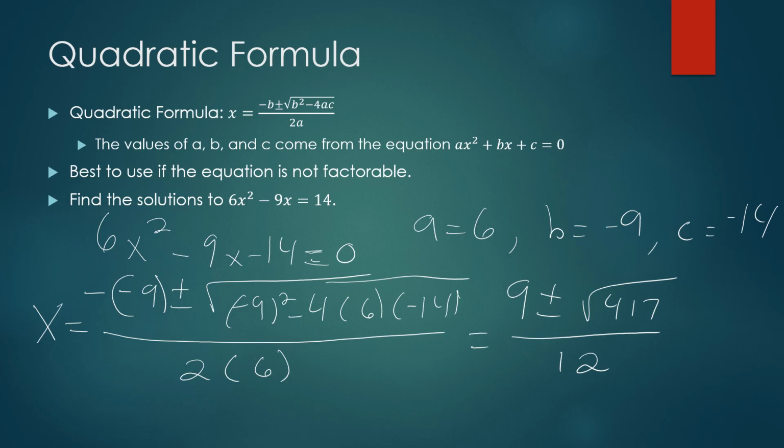Now you might be wondering, how come there's only one answer? But in reality, there's actually two. The plus and the minus give two different answers. We're going to add the square root of 417 to 9, and then we'll subtract the square root of 417 from 9, and then divide that by 12. This gives us the two answers right there. But if we do not have to estimate or give a decimal approximation, this would be our final answer.